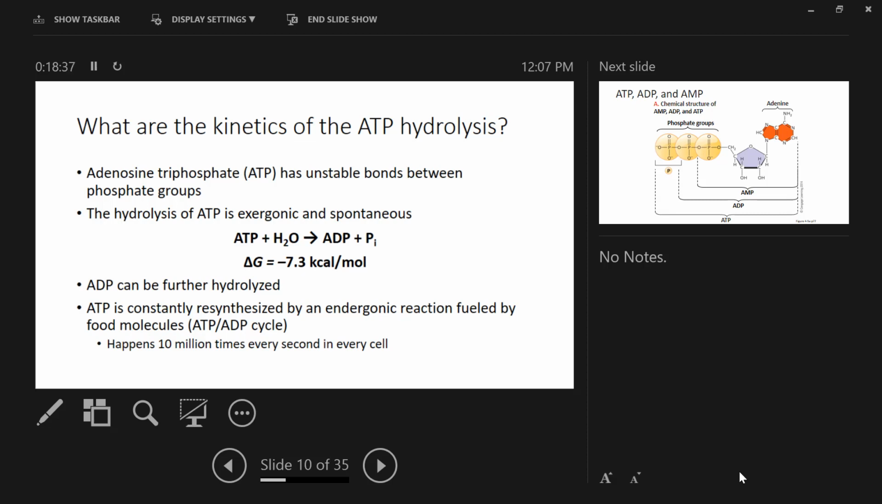So 10 million, if you want to visualize how big that number is, figure out how long it would take you to count to 10 million, counting 100 numbers a second. It's a long time. It's a long time.